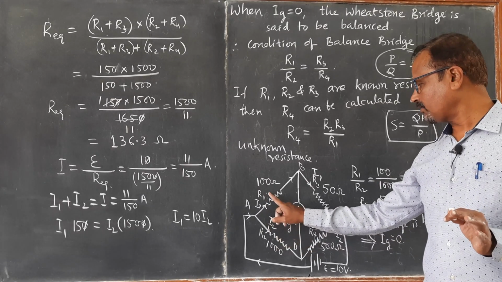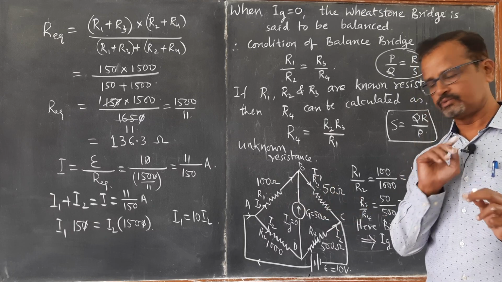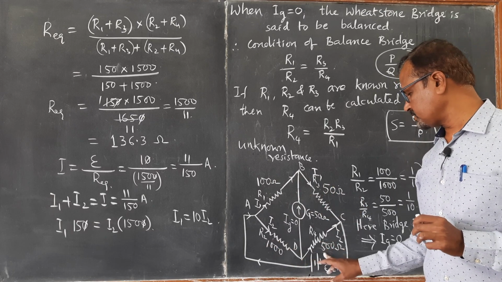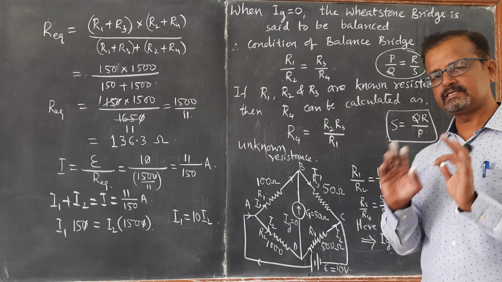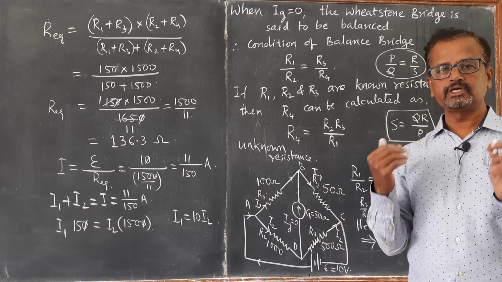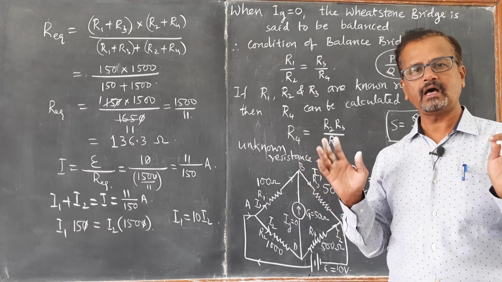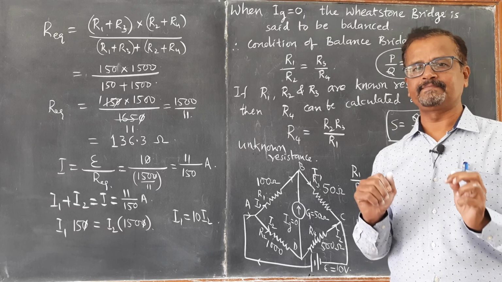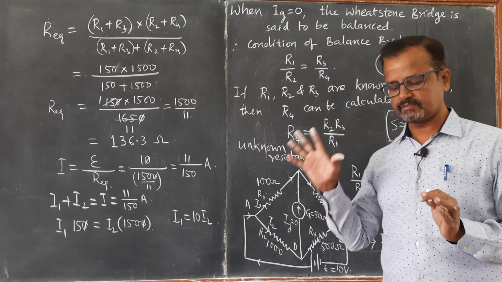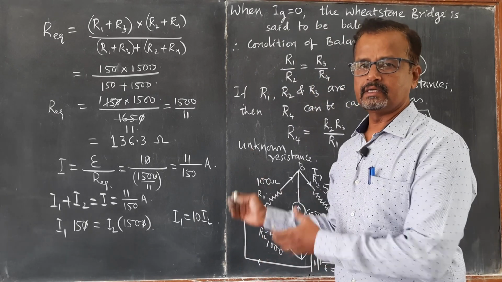If you take R1 and R2, then R1 by R2 becomes 100 by 50, that is 2. R3 by R4 you can check, 1000 by 500, that is also 2. So when the bridge is balanced, the ratio of the resistances in the ratio arms are equal. The ratio is same. Then the solution of the problem becomes simple. You need not go for applying the Kirchhoff's laws.